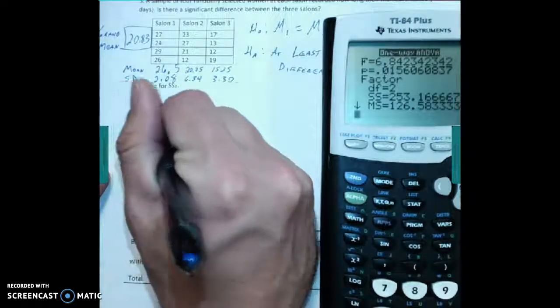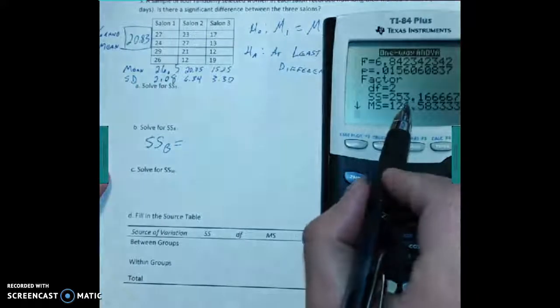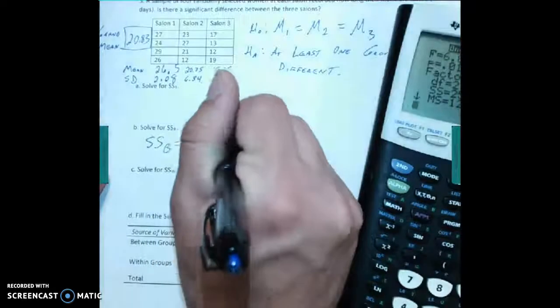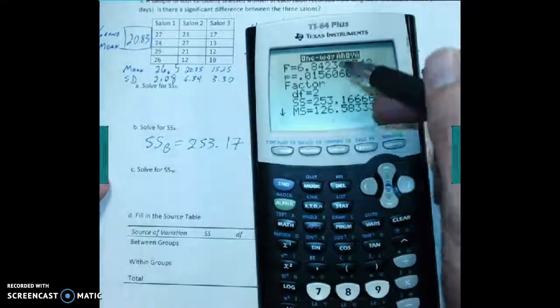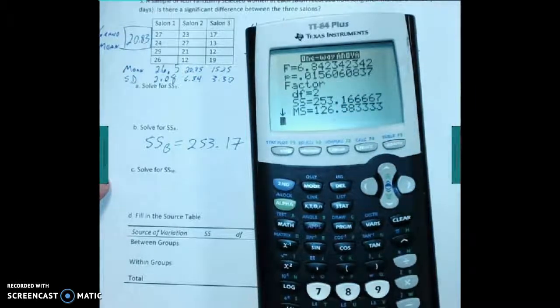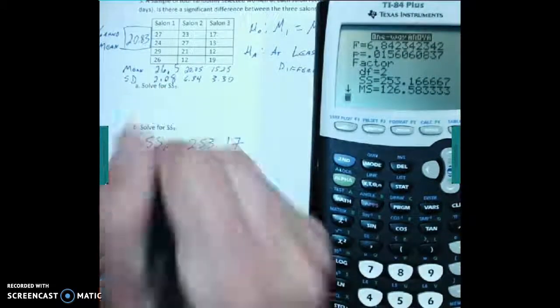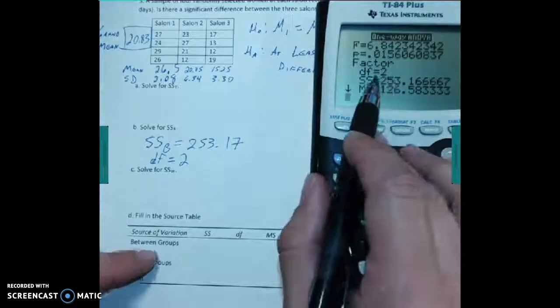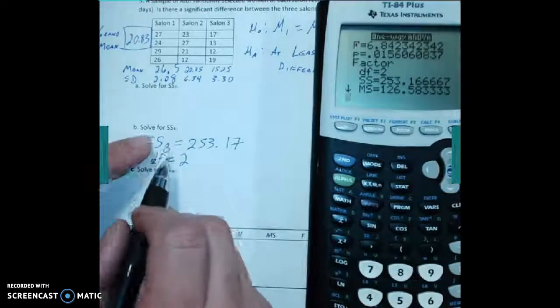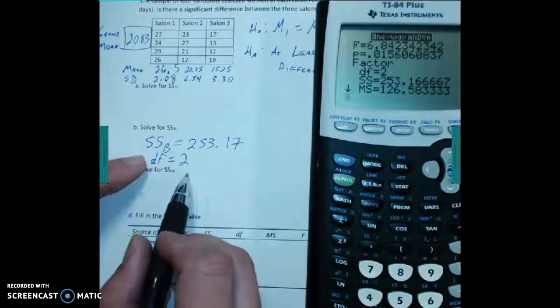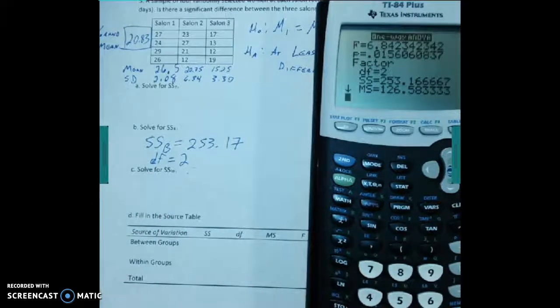Sum of squares between is 253.17. So where you see the word factor, that's going to mean between. Now it also says degrees of freedom equals 2, which makes good sense because that 2 represents the number of groups minus 1. We have 3 groups. The degrees of freedom for the sum of squares between is always the number of groups minus 1. In this case it's 2. 3 minus 1 is 2.